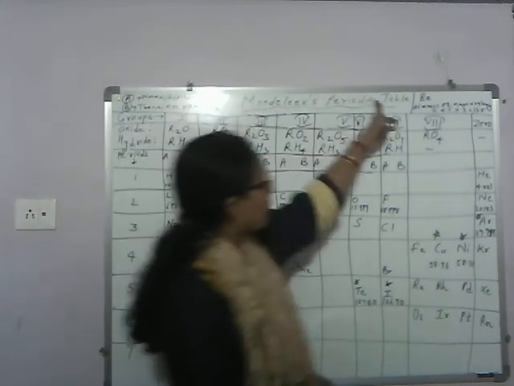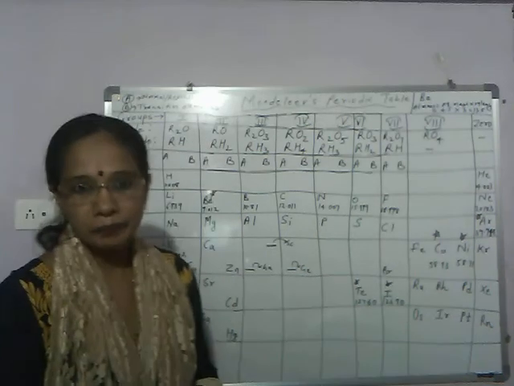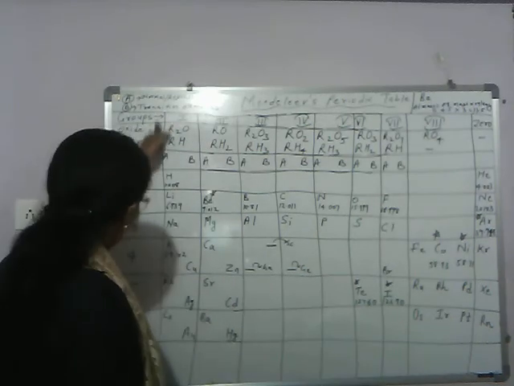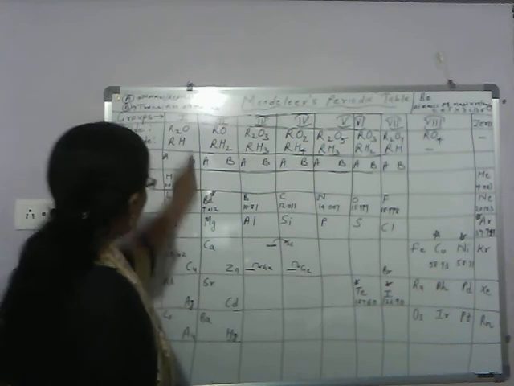Next, group 1 to group 7 is subdivided into A and B. 1A, 1B. So these are the elements of 1A, these are the elements of 1B.